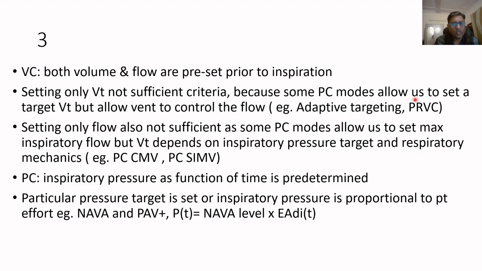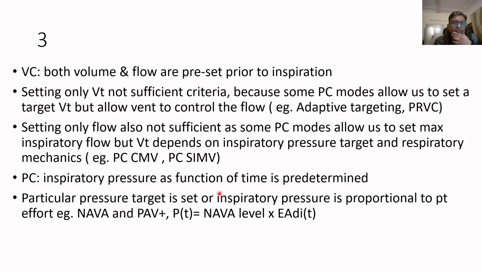Some PC modes will allow us to set the target tidal volume, but they allow the ventilator to control the flow. That's what I was talking about. That is adaptive targeting in PRVC mode. Setting only flow is also not sufficient, because some pressure modes will allow us to set a maximum inspiratory flow as well, but tidal volume depends on the inspiratory pressure target. These are pressure control CMV and pressure control SIMV. These are examples. To classify as a volume control mode, both volume and flow should be preset, should be in our control.